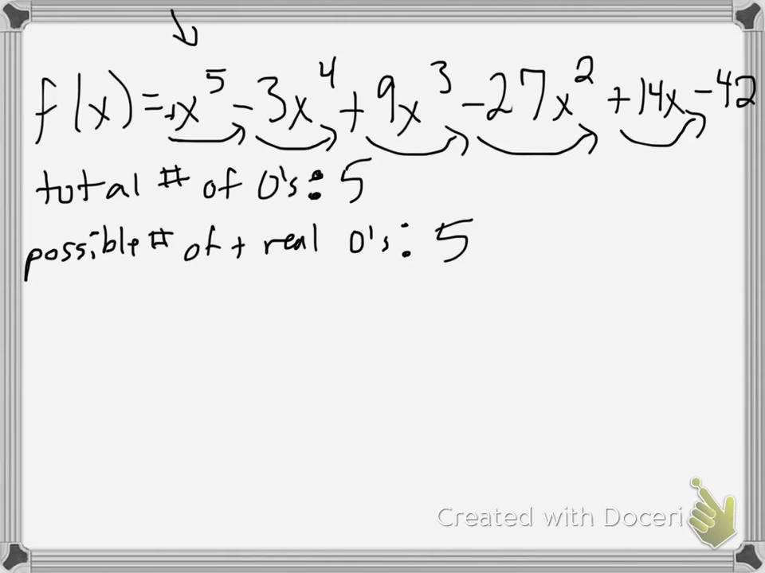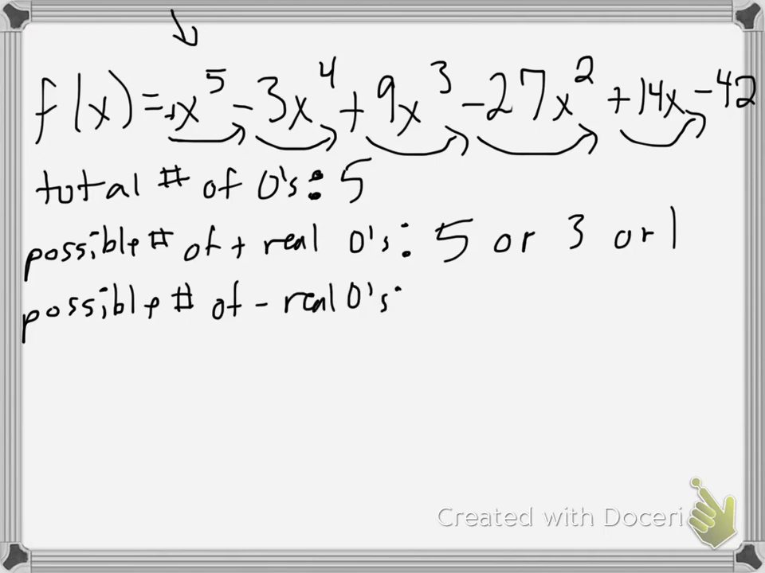Now remember, it says it could be that or less than that by an even number. So I'm going to just keep subtracting 2 from 5 until I get to 0 or 1. So the possible number of positive real zeros could be 5, or 3, or 1. I could have 5 positive real zeros, 3 positive real zeros, or 1 positive real zero. Now let's look for the possible number of negative real zeros. Once again, I've got to use f of negative x.